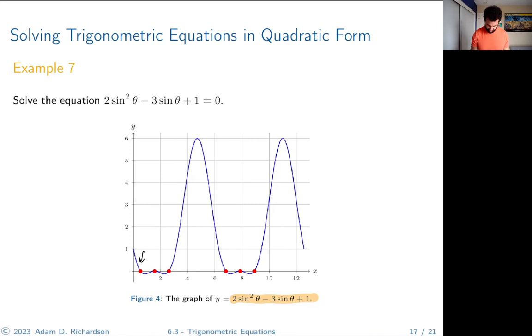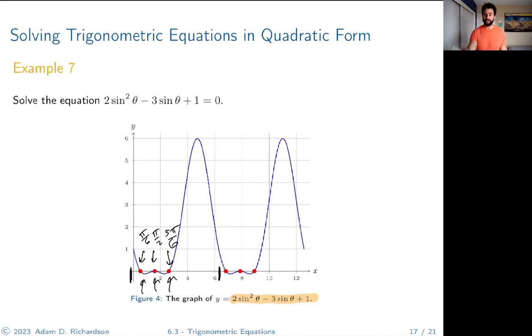So here's the three solutions we found. This one was, what, pi over 6. This one's pi over 2. And this one's 5 pi over 6. So there are three solutions in the interval 0 to 2 pi, which is, let's see, 0 to 2 pi is about here. There's the three solutions, 1, 2, 3.